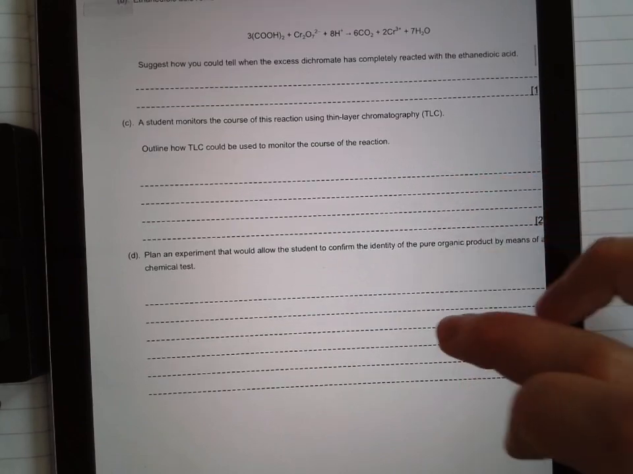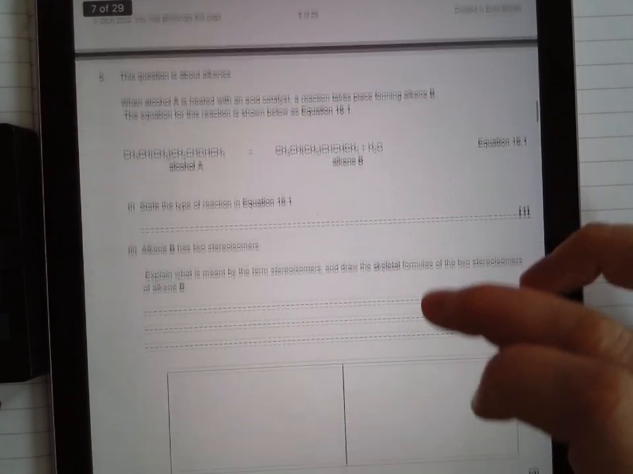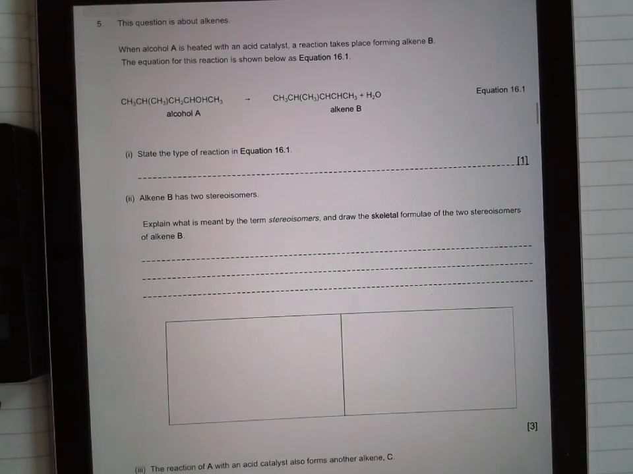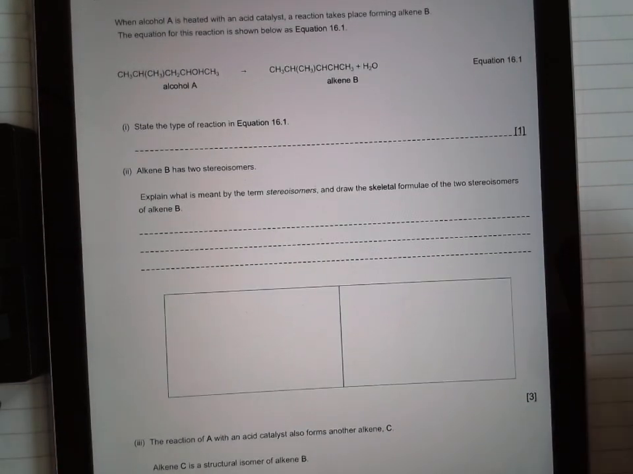From your exam questions, just to note that you don't need to do 2C or 2D. We haven't done that yet. 3 should be okay. 4 should be okay. 5 I'm going to do out. Okay, the start of it should be okay. But I'm going to draw the 2 alkenes for you here, okay?